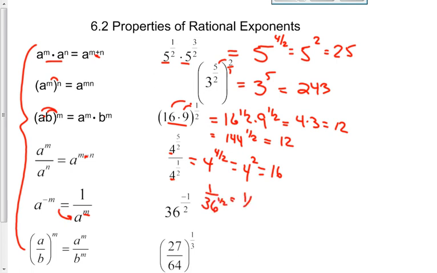And that becomes 6. A over b raised to the m, this is just like the product to a power, where we went backwards. You're going to do the same thing here. Go backwards to everything that you see on the inside. This one will be 27 to the 1/3, 64 to the 1/3, 3/4.